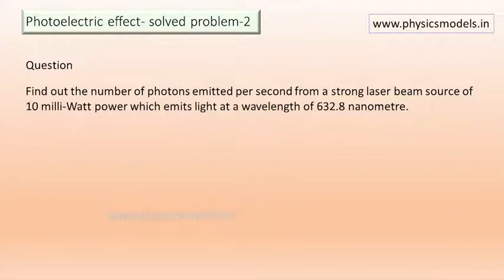We'll now look at a solved problem under the photoelectric effect. This question says we have to find out how many photons are coming out every second from a laser beam source. The power of that source is given as 10 milliwatts, and the wavelength of the beam coming out from that laser gun is given as 632.8 nanometers.